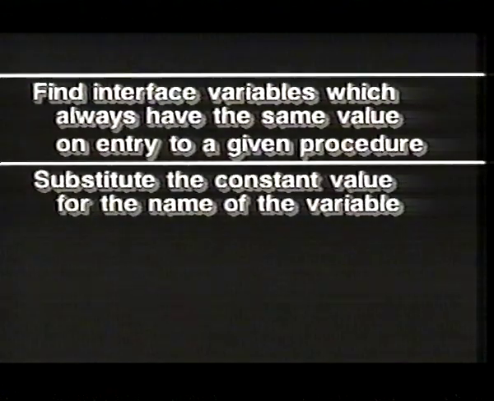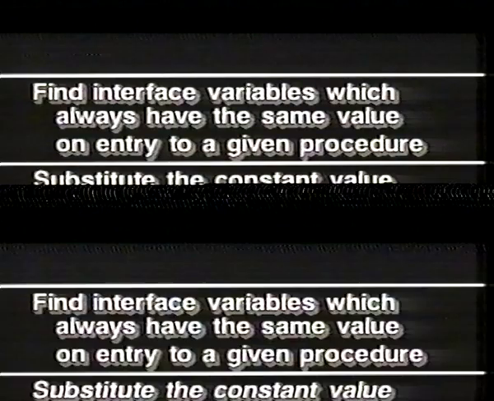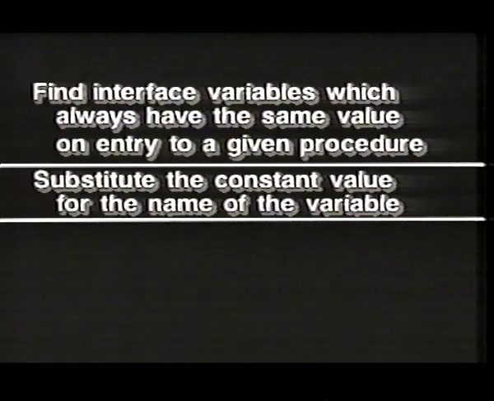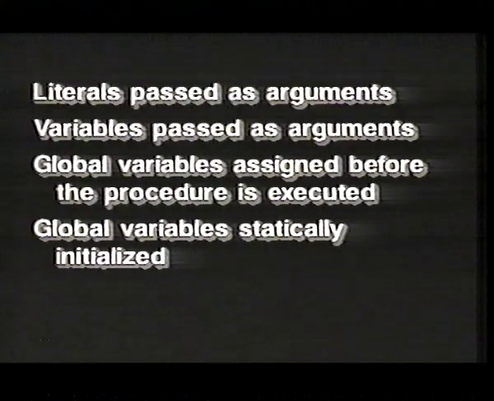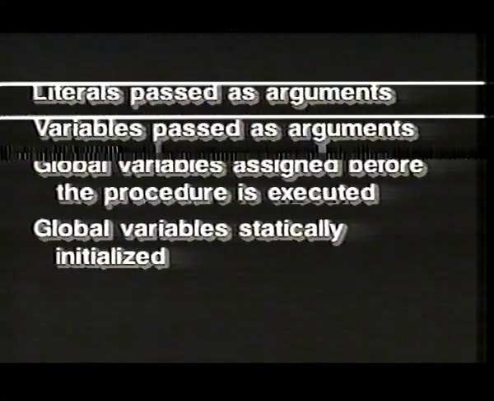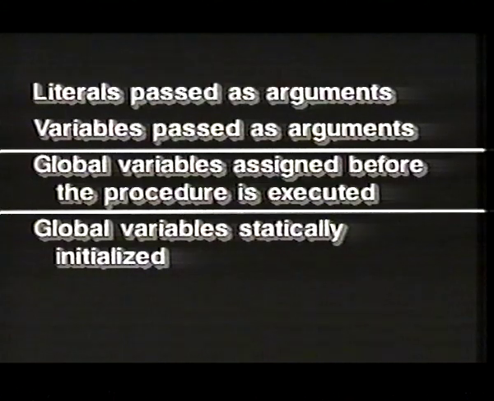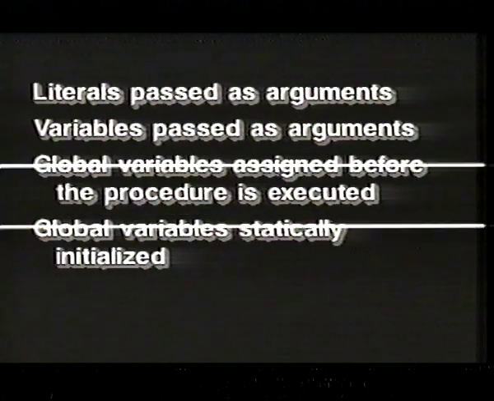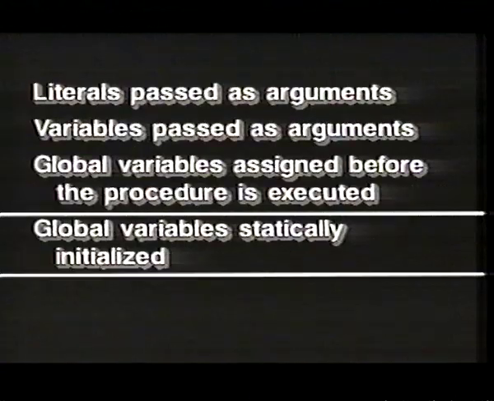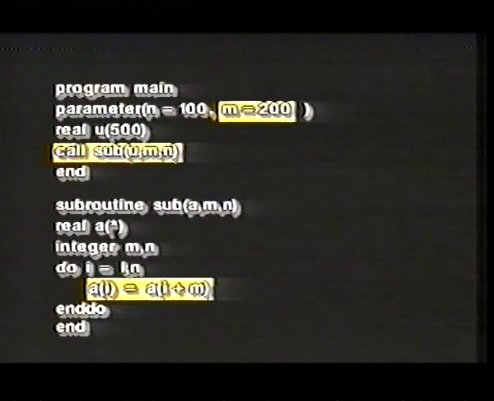The purpose of inter-procedural constant propagation is to find interface variables which always have the same value on entry to a given procedure, and having found them, substitute the constant value for the name of the variable. Constant propagation finds constants from a variety of sources, such as literals which are passed as arguments, variables which are passed as arguments, global variables which have been assigned before the procedure is executed, and global variables which have been statically initialized. We see here an example of one of the benefits of constant propagation.